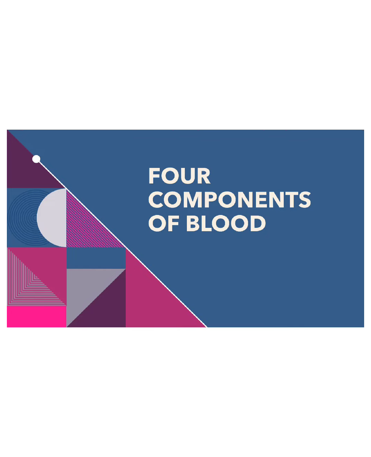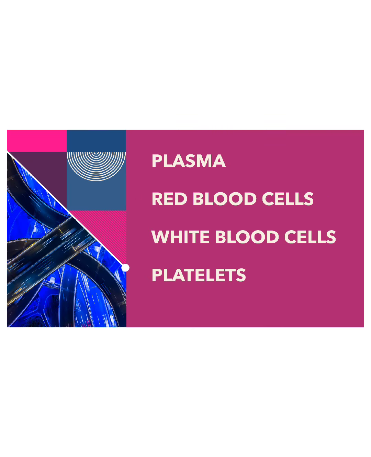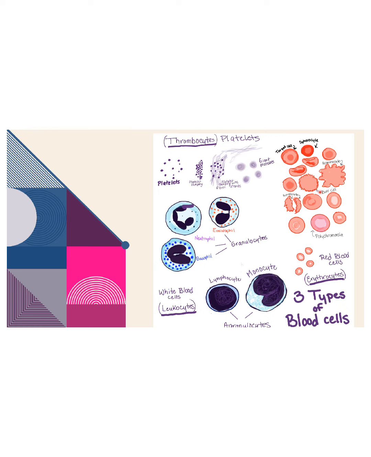There are four components of blood. The four components are plasma, red blood cells, white blood cells, and platelets. Red blood cells are also known as erythrocytes. They're the most numerous cell in the body.